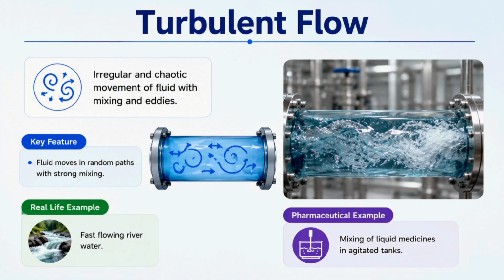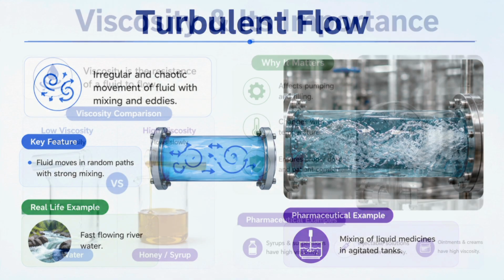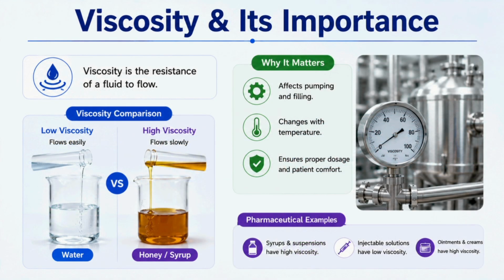So real life examples for this flow are fast flowing rivers and water from a pressure pipe. And pharmaceutical examples for this type of turbulent flow are mixing tanks for syrups and suspensions, and agitation during solution preparation.